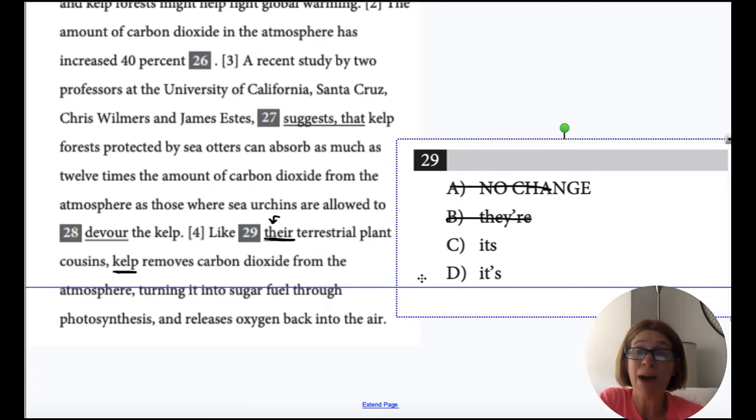Now I have a choice between two, which is always going to be your goal. You want to get two eliminated and pick between two. Now I just need to see if it needs possession. In this case, it doesn't. So its, with the apostrophe, would be out. So C would be my answer.